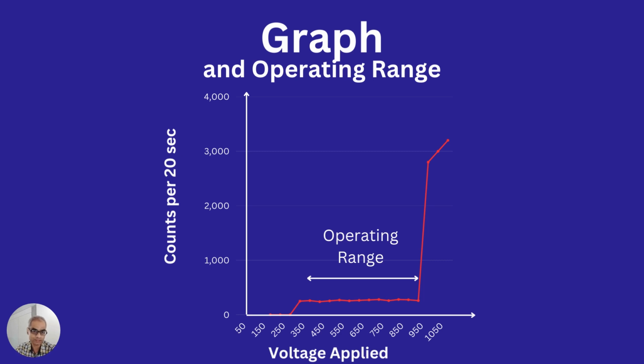Now, when you take this observation, you can see the graph of this kind of plot you can have, and you can see that the counts will be available only after certain voltage. Like in this case, it is about 300 volt, and then in between 300 volt to say 900 or 950 volt, you have almost constant counts. So that is what is called the operating range, where you can send the radiation and you can get some electrons, and these electrons will be detected.